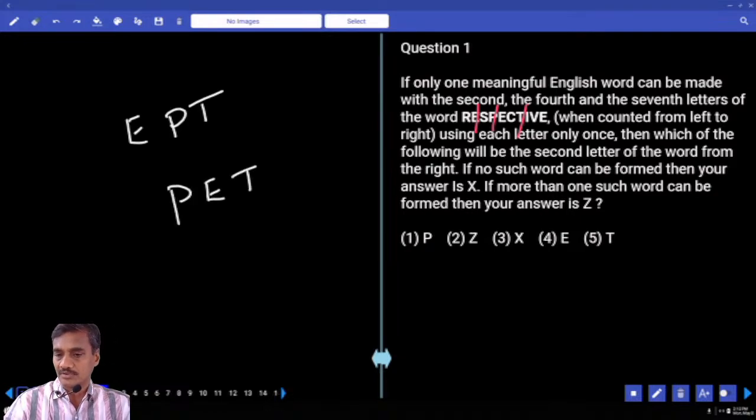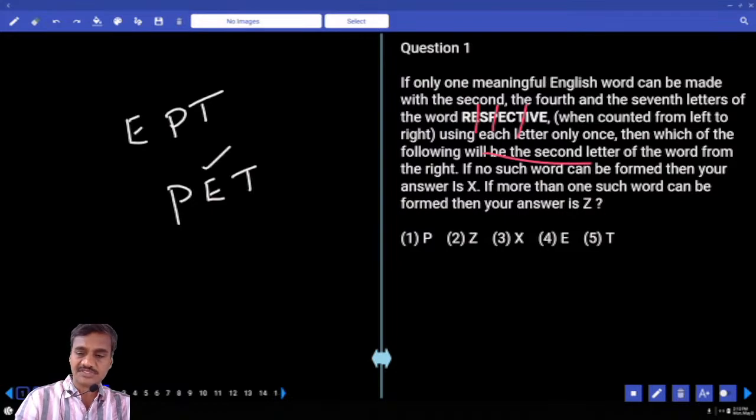Now with the help of this, tell me what is the word that can be formed? Pet. Now, which of the following will be the second letter? What is the second letter? E. That is the choice for question number 1.